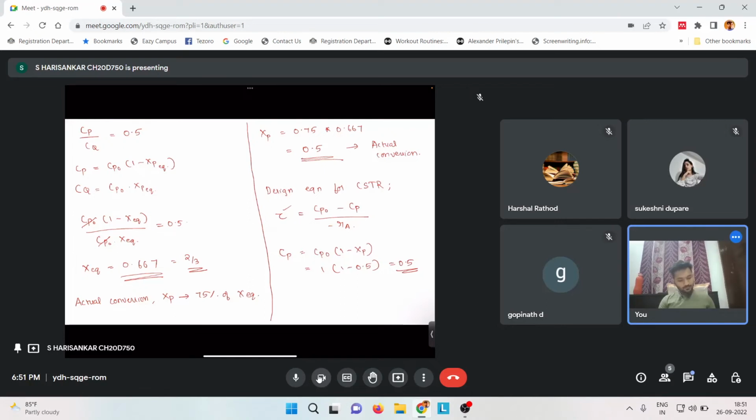Then Ra is given as Cp minus 0.5 Cq. We just found out the value for Cp. Now we need to find Cq. So Cq will be Cp0 into Xp, and that is again 1 into 0.5, and that is 0.5. Okay. Now all we have to do is substitute all these values in the design equation.